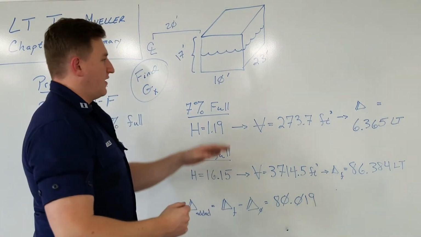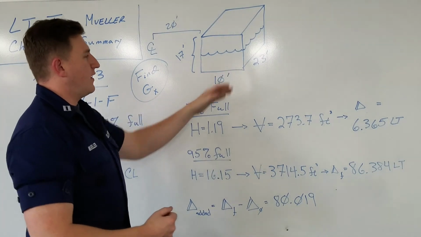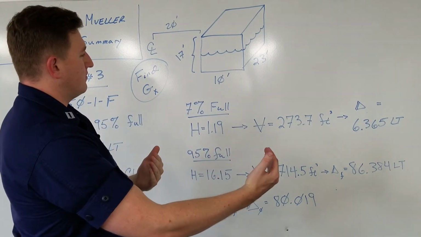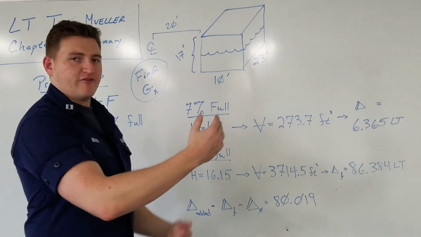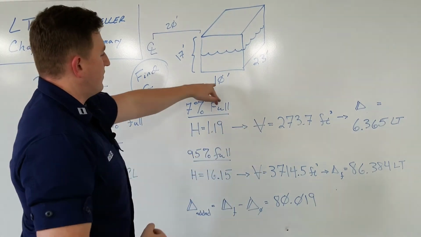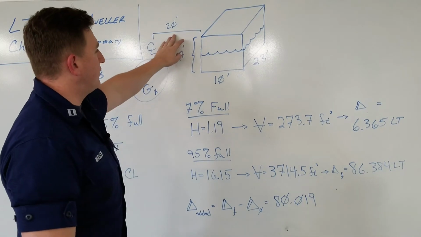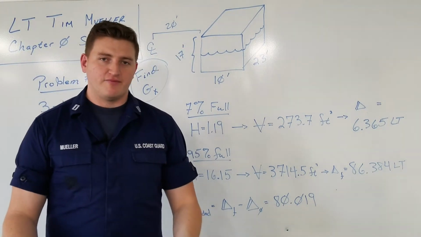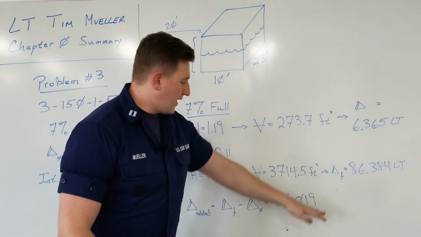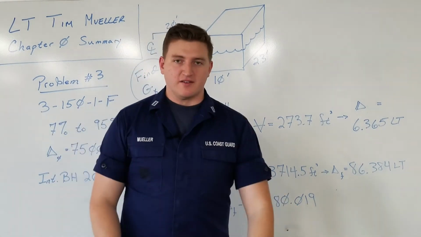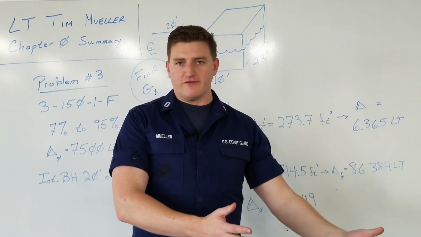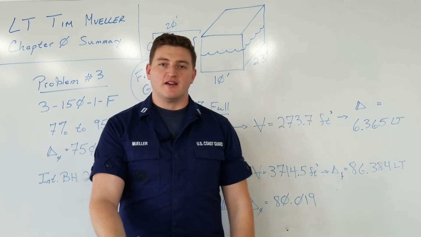But we know that no matter if it's a rectangle or a square, that center of gravity is always going to be right in the middle of the extremes. So we have a width of 10, which means our center of gravity is going to be 5. So adding 5 to 20, we're going to get 25. So now we know we've added 80.019 long tons, 25 feet over. Now we have everything we need to know.